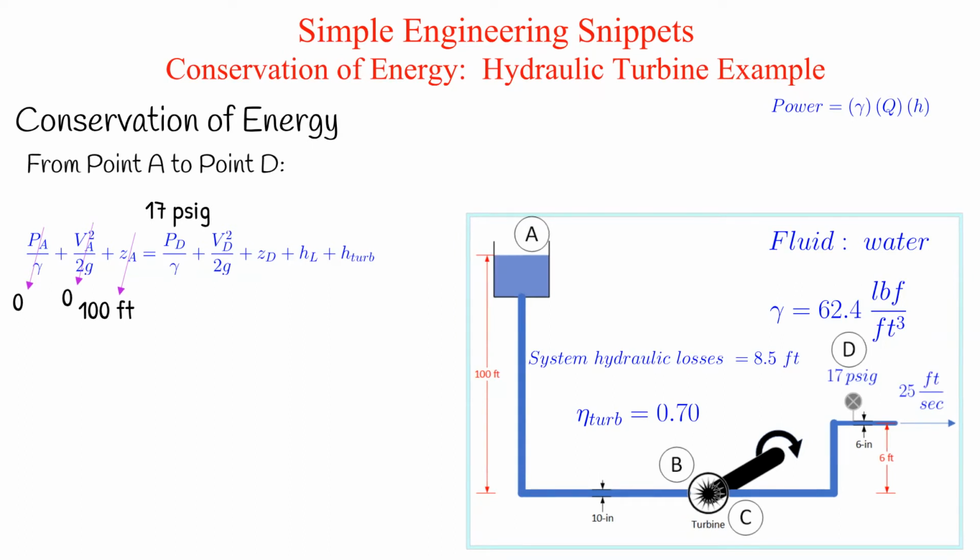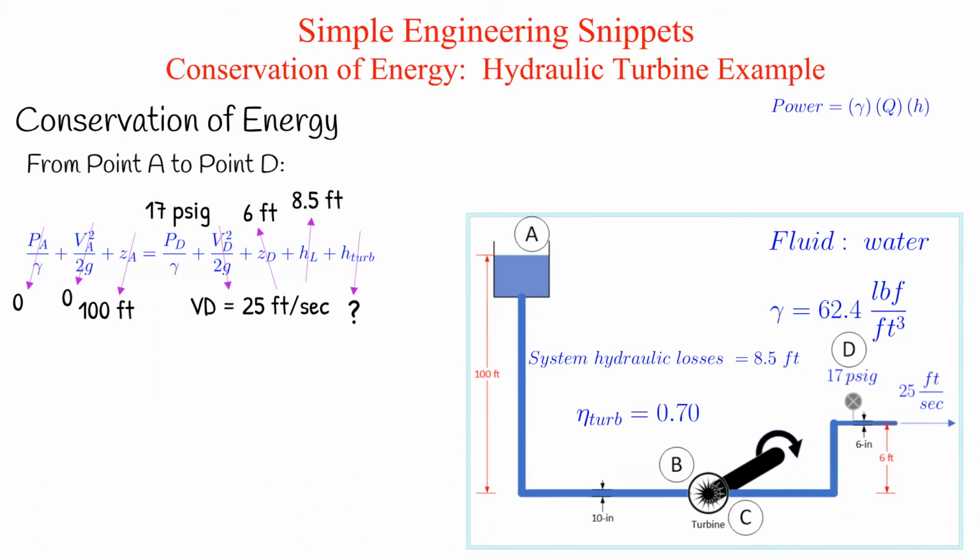The pressure at delta is given by the pressure gauge and is 17 pounds per square inch gauge. The elevation at delta is 6 feet. The head loss from alpha to delta is given as 8.5 feet. Our first step is to determine the turbine head.